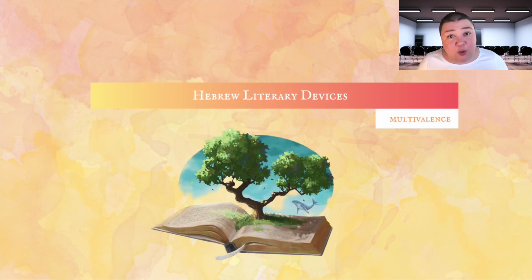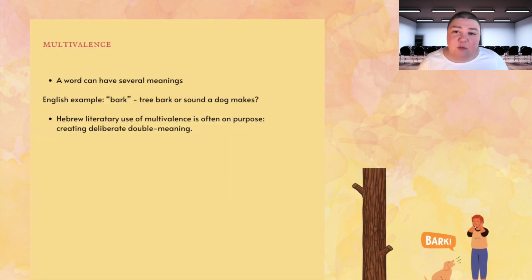Another Hebrew peculiarity is something called multivalence. This is where a word can have several meanings. We find this also in English. The word bark, is it tree bark or the sound a dog makes? Now, multivalence in Hebrew literature is often used on purpose to create a deliberate double meaning.